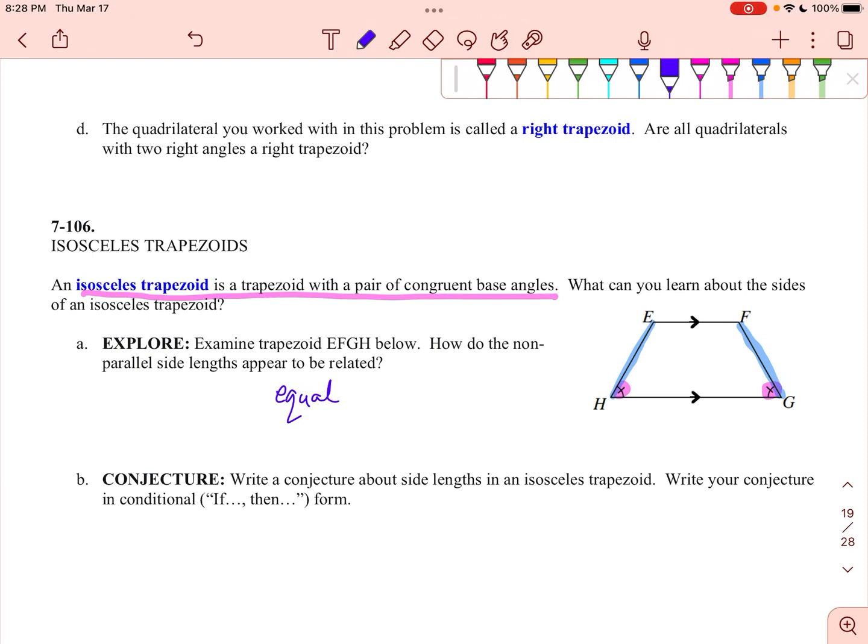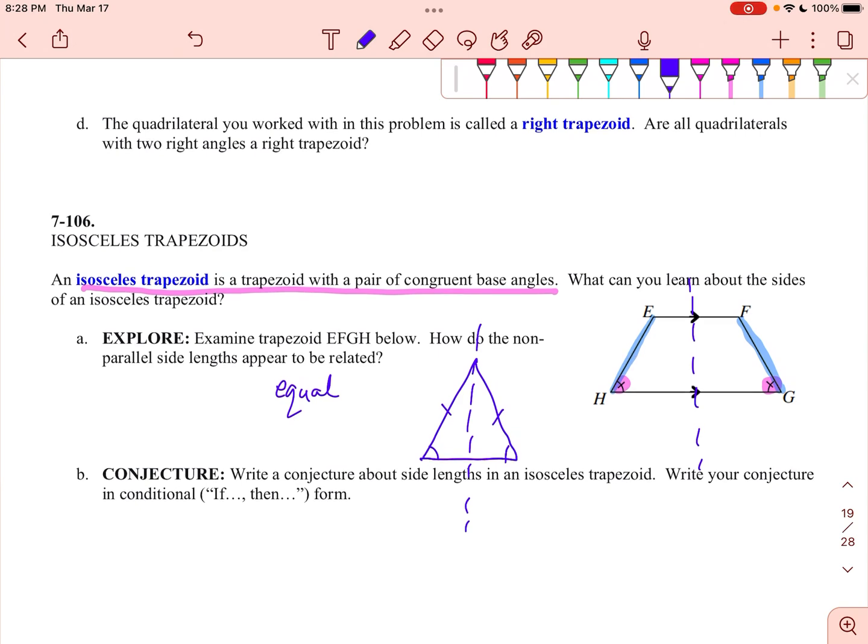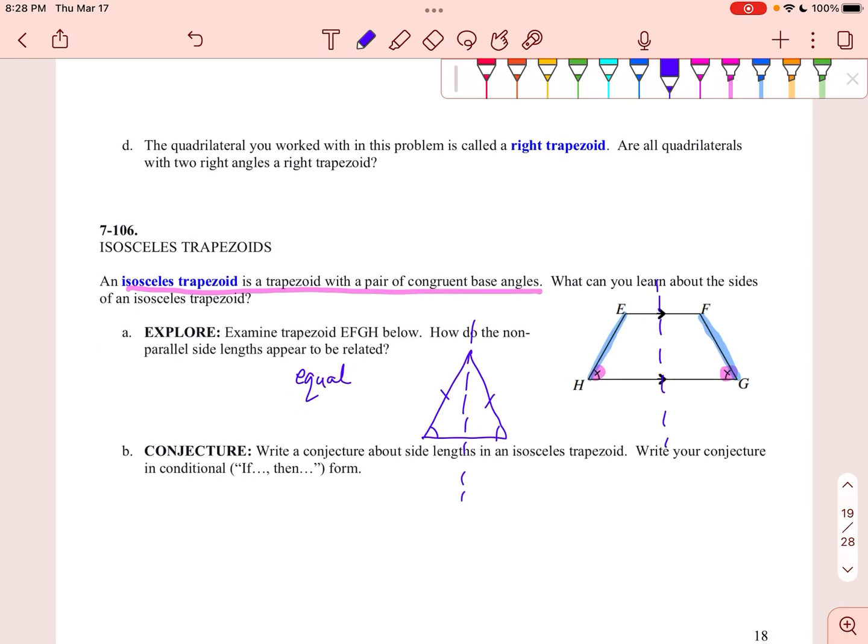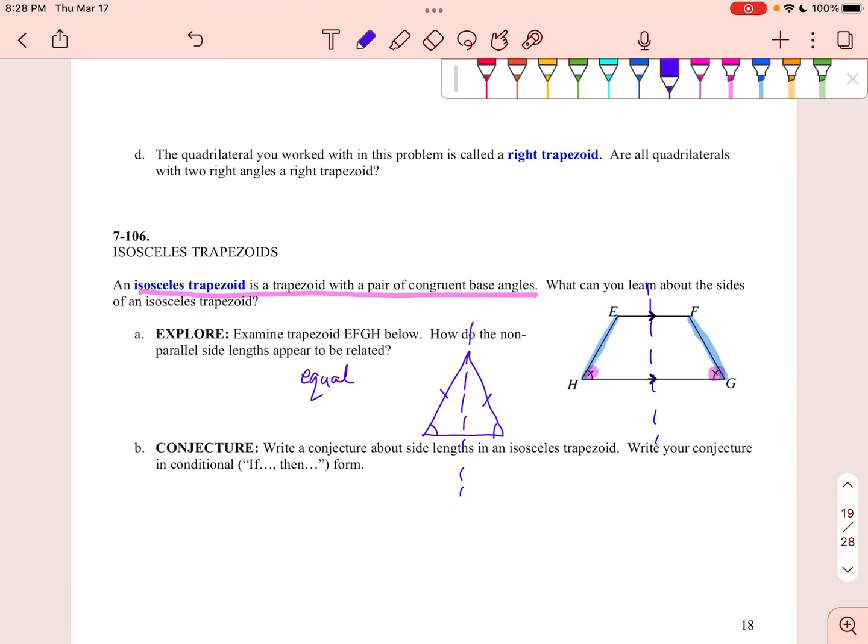So just like an isosceles triangle, if you have an isosceles triangle, my voice is going, and you remember the base angles are congruent, the sides are also congruent because an isosceles triangle can be folded so that the left side and the right side are the same. The same holds true for an isosceles trapezoid. You can actually fold it in half. The sides will match up, so the right side and the left side will match up to each other.